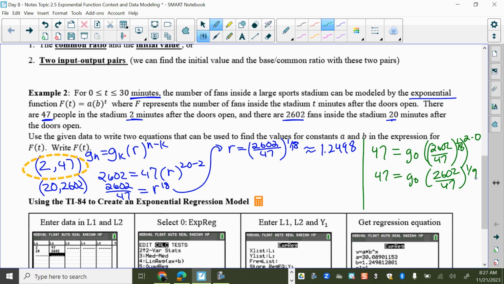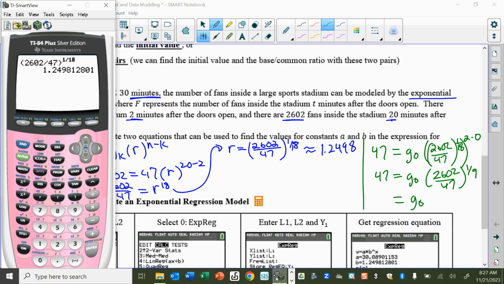I mean, this whole mess over here, this is just a number. This is just like an answer. So what are you going to do to solve for G0? By that mess, right? So 47 divided by that. Obviously, we're not going to be able to get away from getting a fraction, you know, like a decimal or whatever. All right, so let's do it.